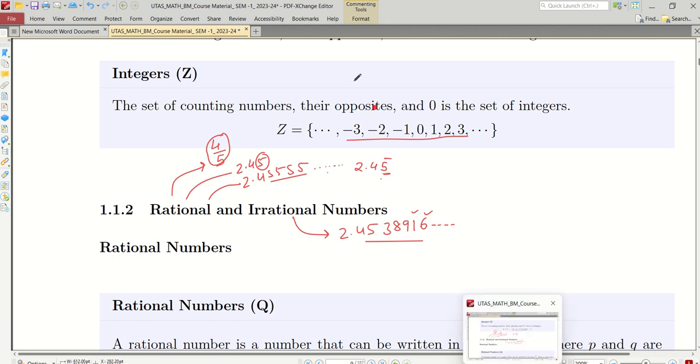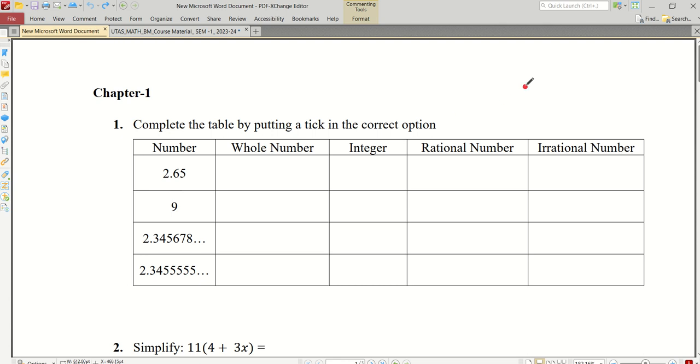Please remember this. Okay. Now we will solve one question. This type of question is asked in the exam. Is 2.65 a whole number? No. Is 2.65 an integer? No. Is 2.65 a rational number? Yes, because it stops here. Because it stops, it is a rational number. Because it is rational, it cannot be irrational.